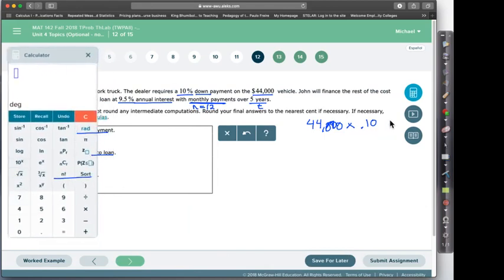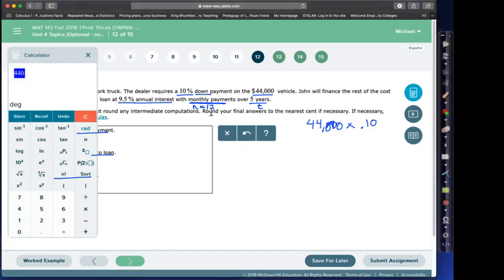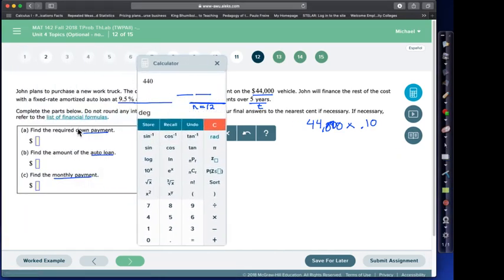So powers of 10 is kind of nice, you just move the decimal. Since it's 0.10, it's going to move over 1. So that's $4,400 for our down payment. And we do it with the calculator as well. 4,400 times 0.1 gives us 440. So that's our answer for the amount of the down payment.